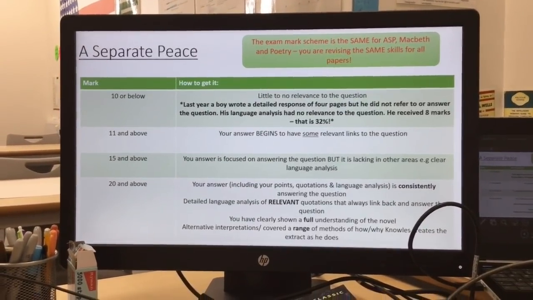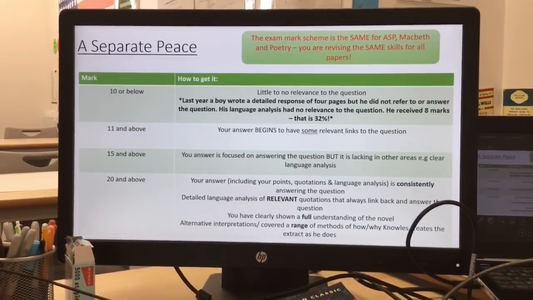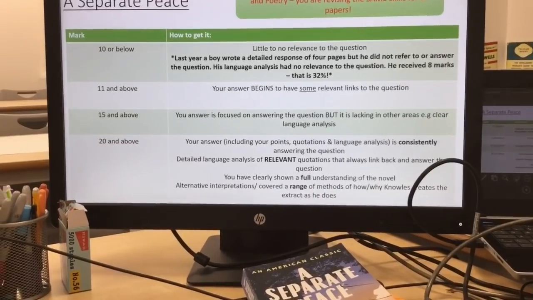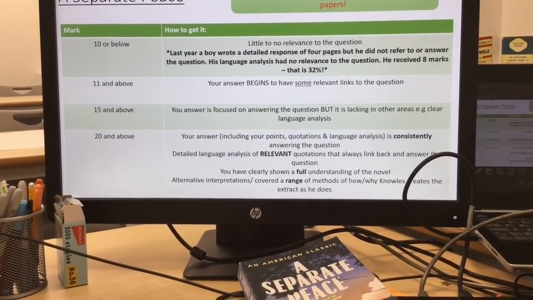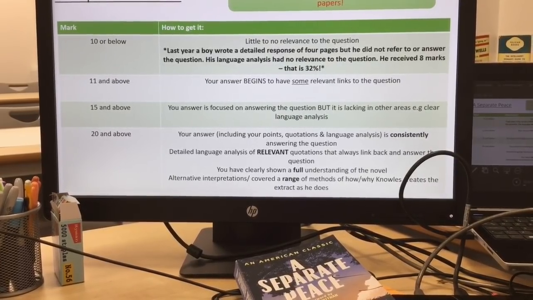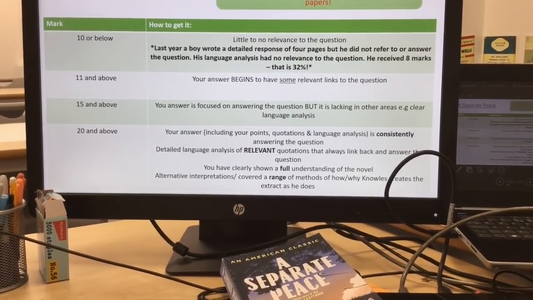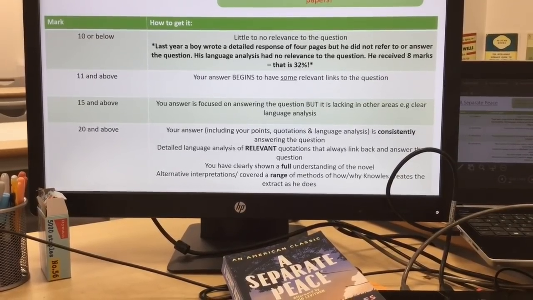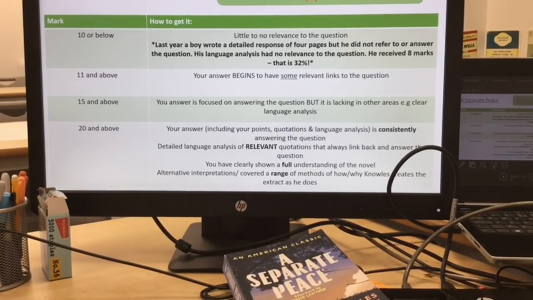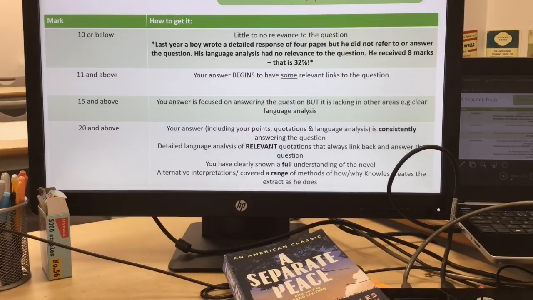That does not mean technique spotting, but that means not only picking out what Knowles is doing in his language and structure, but explaining why he does it and what is the effect. And to get 20 marks, your answer is going to be consistently relevant. So every point you make, every quotation you use, every single bit of language analysis and the effects that you mention are consistently linking back to the question. And nothing that you talk about is going off the question and off focus.